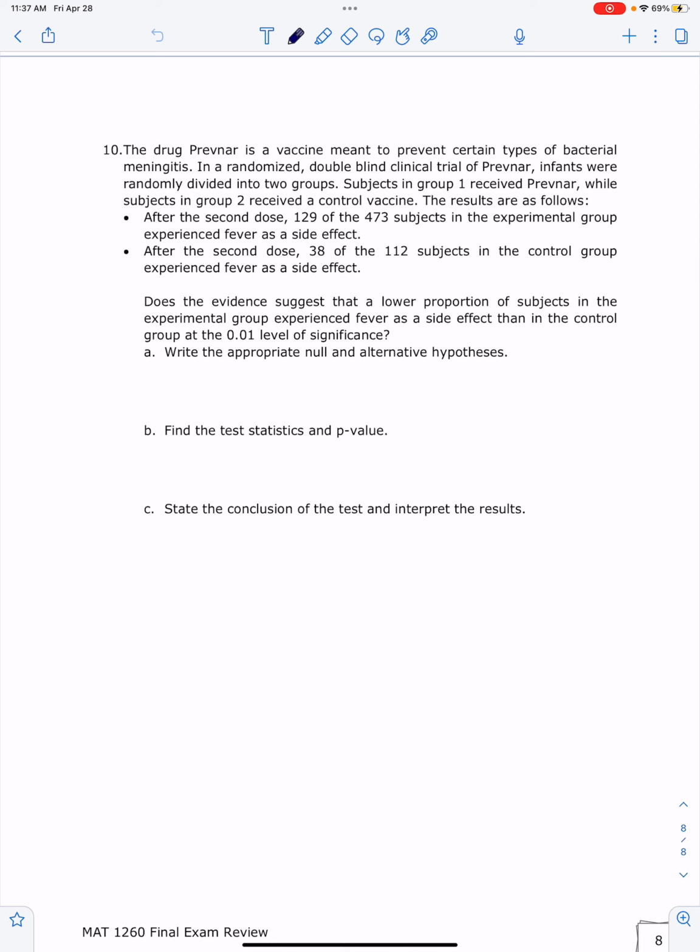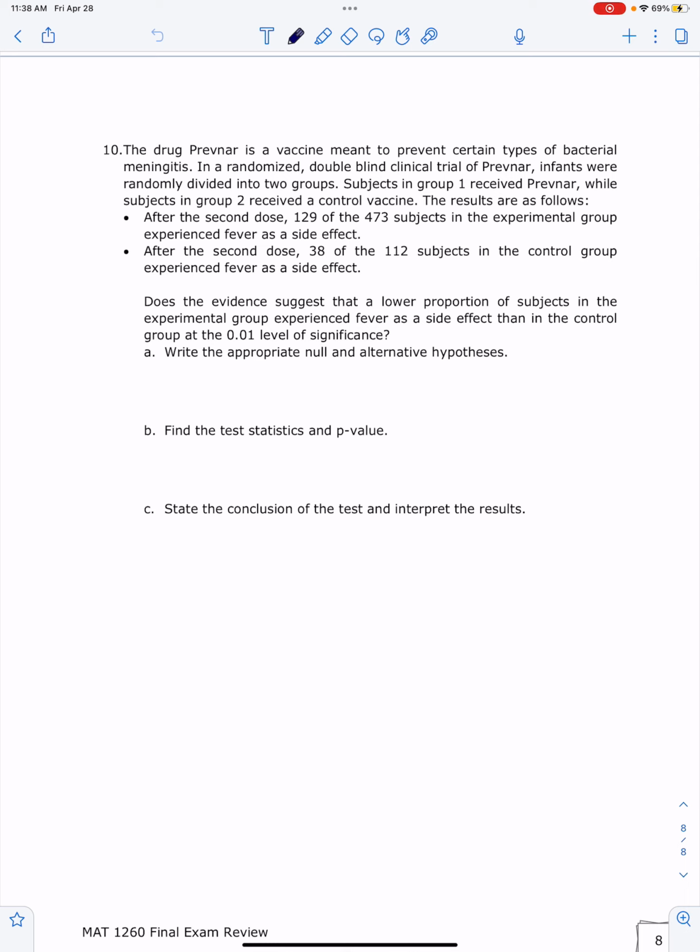The results are as follows. After the second dose, 129 of the 473 subjects in the experimental group experienced fever as a side effect. After the second dose, 38 of the 112 subjects in the control group experienced fever as a side effect. Thus, the evidence suggests that a lower proportion of subjects in the experimental group experienced fever as a side effect than the control group at 0.01 level of significance.